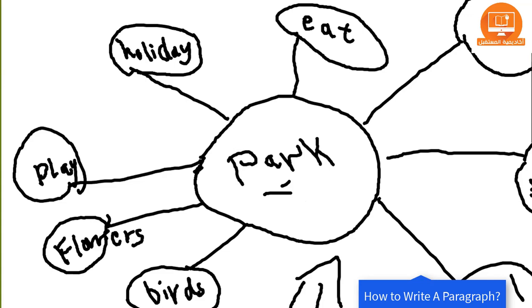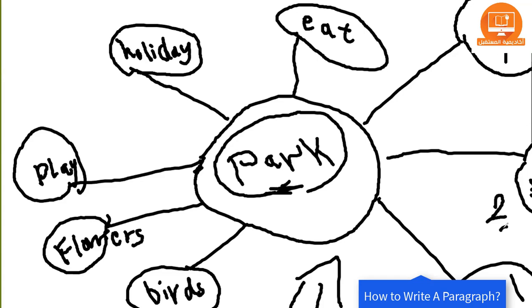Before you start writing, I want you to do such a thing. He said write a paragraph about the park. You put a circle like this and write the topic here, and you start to give ideas. What is the next step? I will number them. I like the park, first. I go with my family, second. I go every holiday, third. I play there, fourth. I see flowers and trees. Birds fly, six. The weather is cool. I eat there.